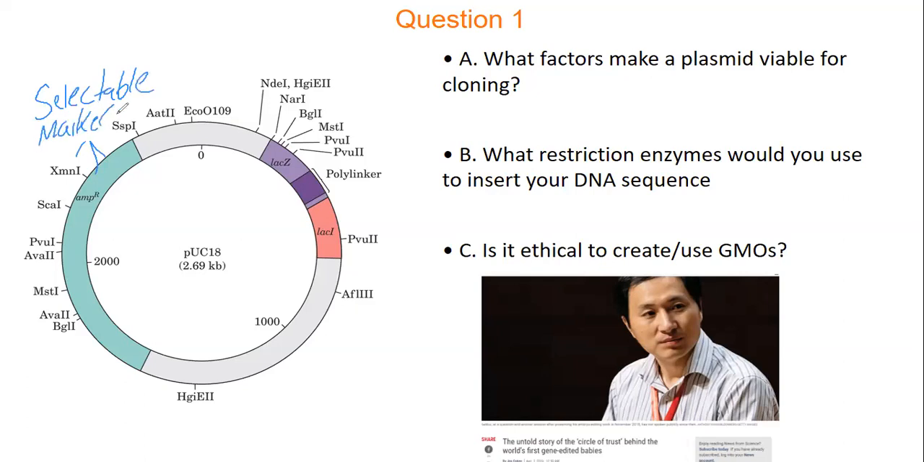So what do I mean by selectable marker? This is a way we can determine if our bacteria or our yeast or whatever organism we're using has our vector of interest. So this is how the marker works in this plasmid. Plasmid pUC18, standing for Plasmid University of California 18th variant. All right, so you can see we have this AMPR. This is ampicillin resistant.